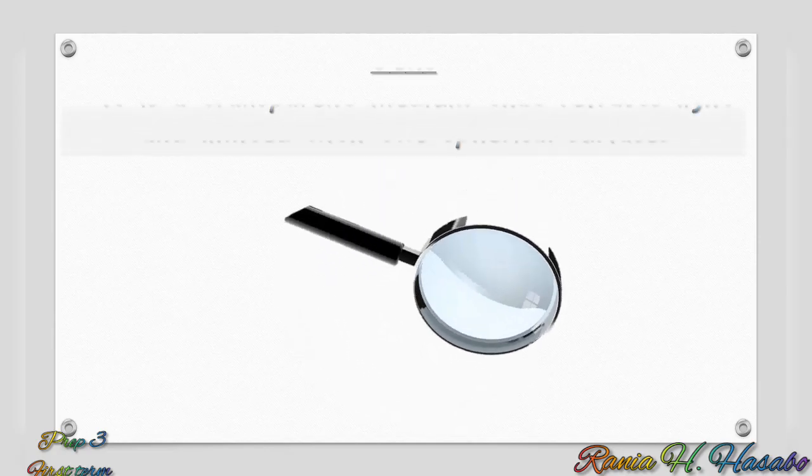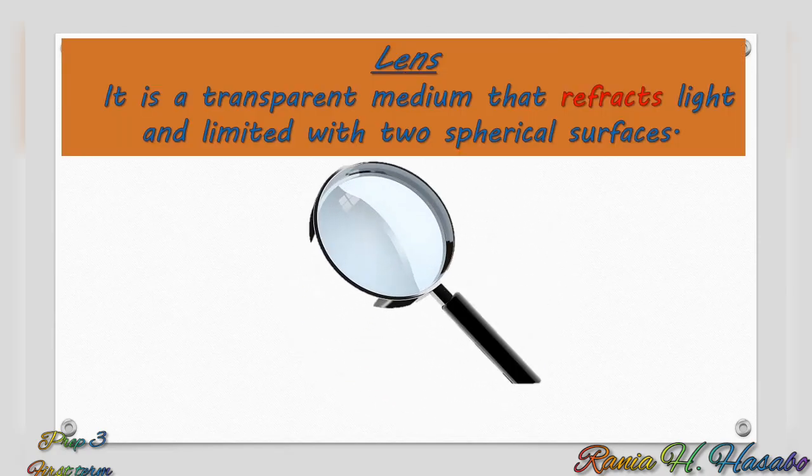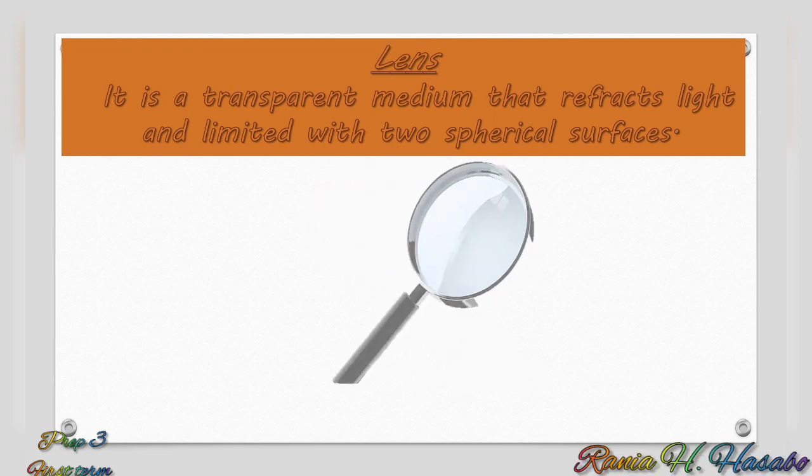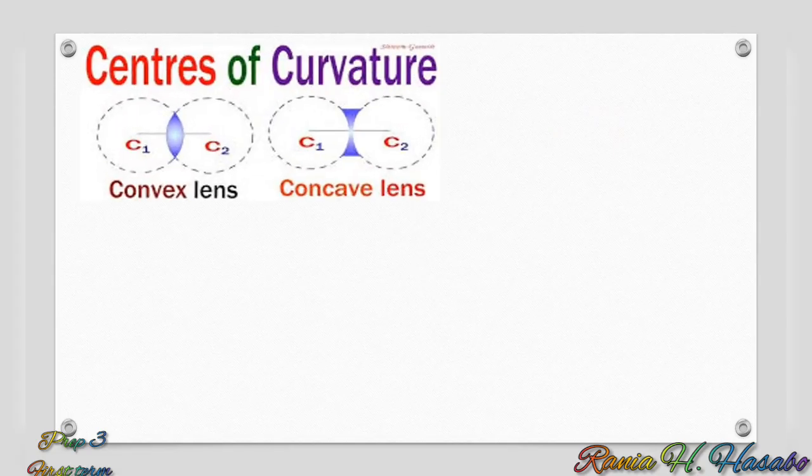Special concepts related to the lenses. Number 1, center of curvature. Remember with me, lens means a transparent media that refracts light and is limited with two spherical surfaces, as each surface is a part of a sphere. It has two surfaces, so it has two centers of curvature. Center of curvature is the center of the sphere where this face is a part of it.